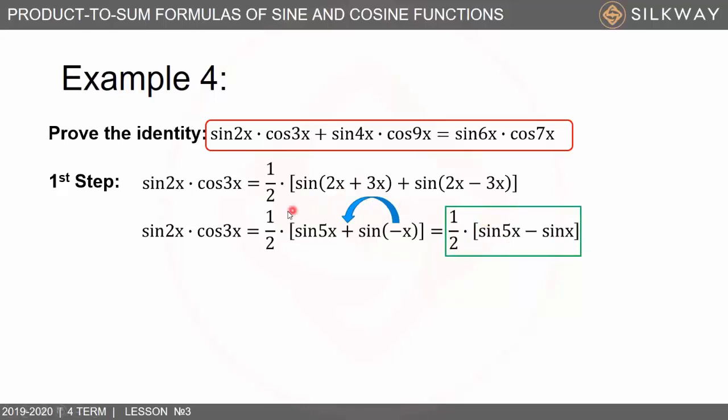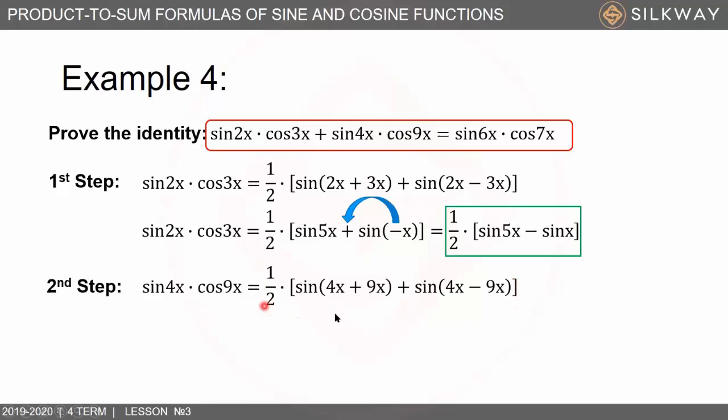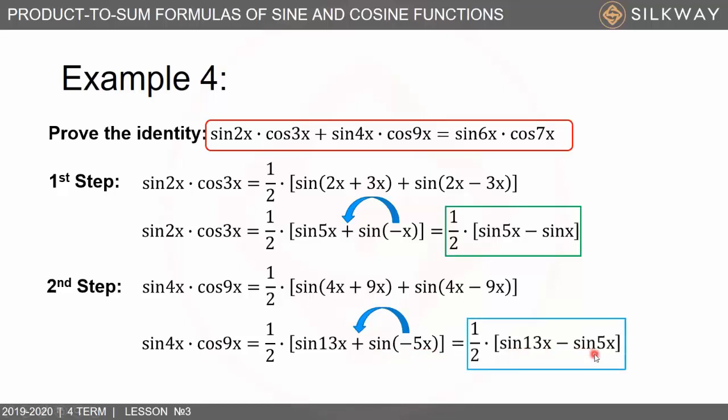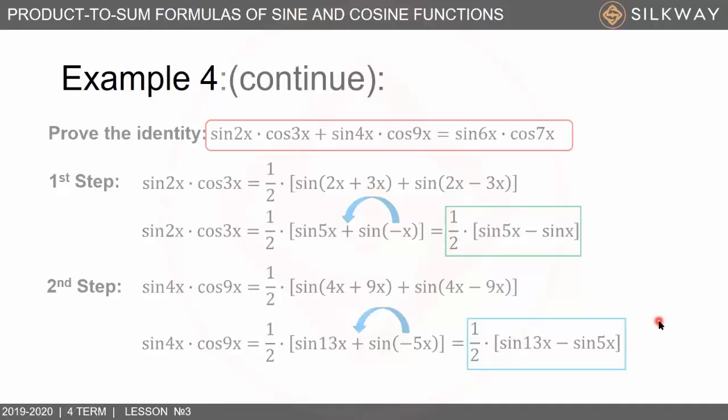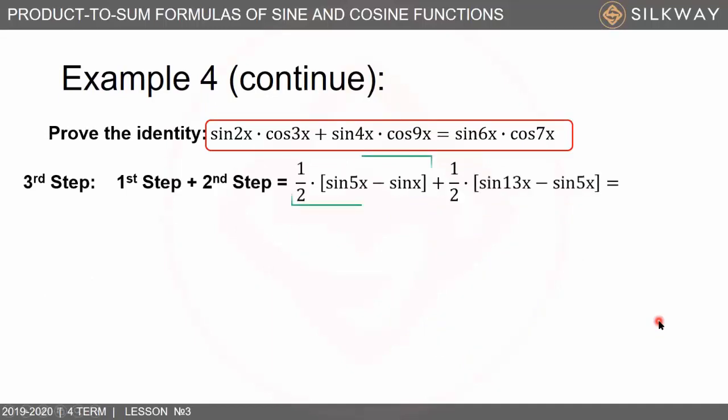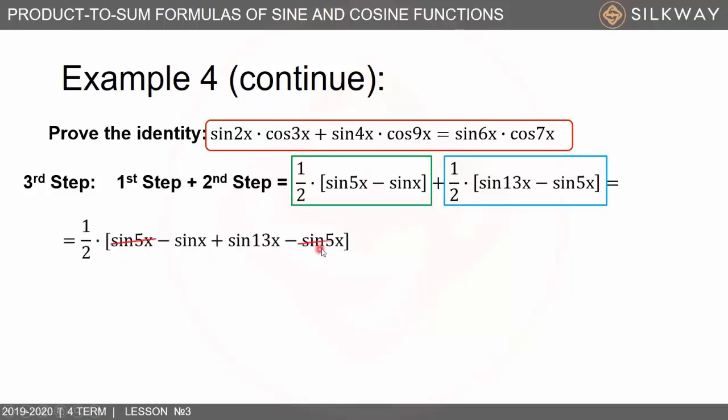Look, second step, we use our new formula for this term, and then we get this expression. Then 4x plus 9x will be 13x, and 4x minus 9x will be minus 5x. Here also, by using reduction formulas, sine minus 5x will be minus sine 5x. Next, third step: here we just add the first two steps, first and second. If we take 1 over 2 out of the bracket, the sine 5x terms are simplified, and then we get sine 13x minus sine x, multiplied by 1 over 2.